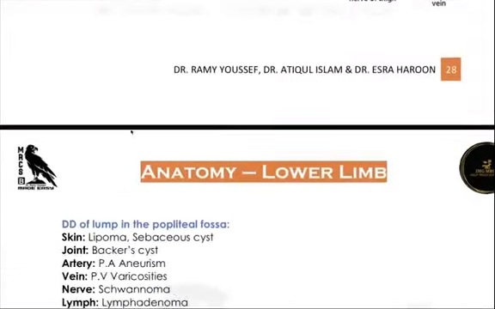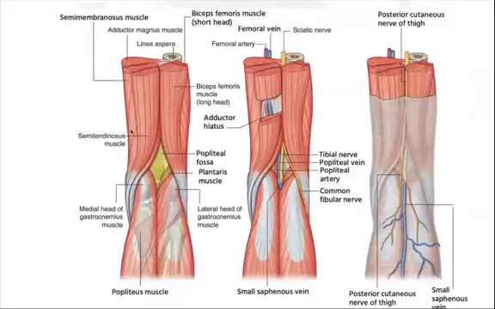Next, is it clear about the popliteal fossa? This is very easy, and this is from part A as well.